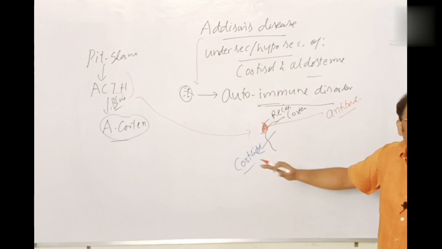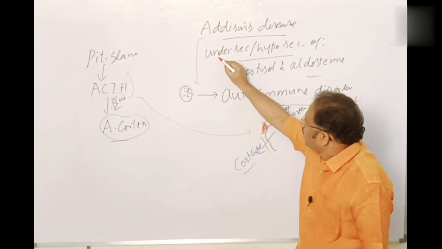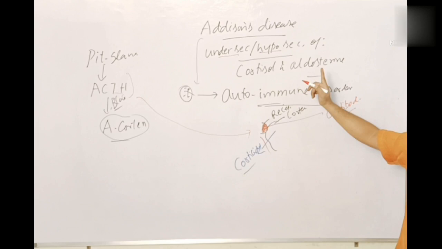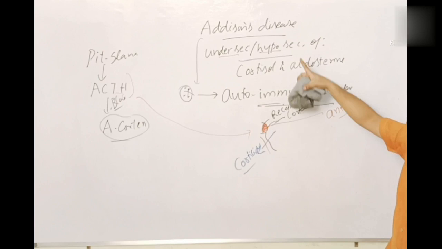That is, there is no release of which one? Or under release, lesser quantities, even if released. Under secretion, or hyposecretion, of these corticoid hormones, less cortisol and aldosterone, because of which Addison's disease developed here. That is the reason for Addison's disease. Okay, students. Now, what are the symptoms of Addison's disease? Let's discuss now. So, we can say that Addison's disease is an autoimmune disorder.